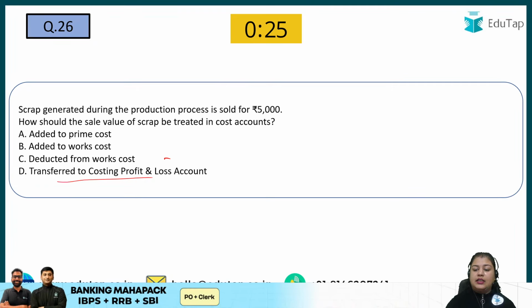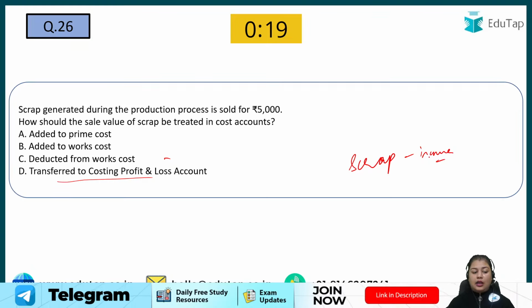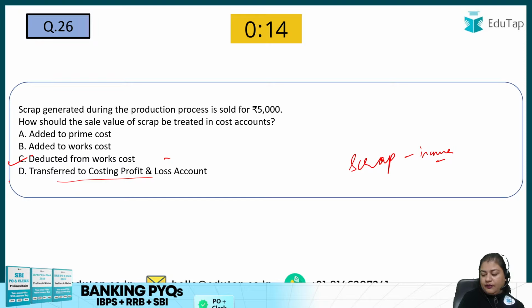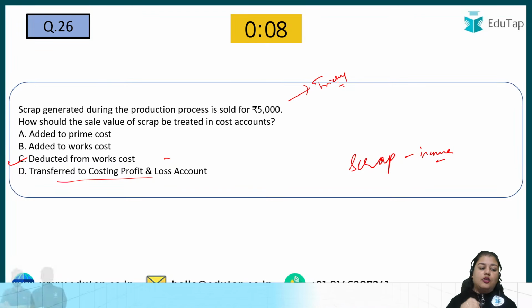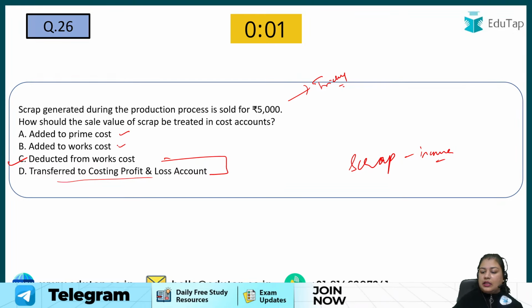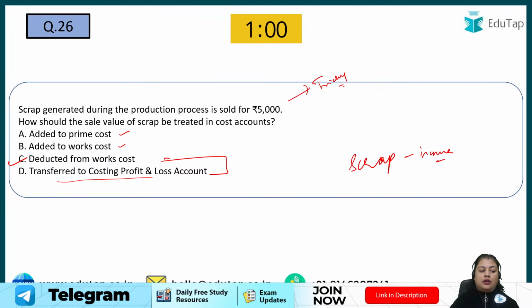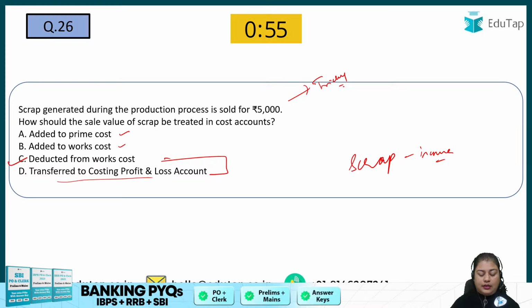Because basically this scrap is, you can say, income. This is basically an income which we generate during the production process. So we have to deduct it from the works cost. Everybody has answered it correctly. 26C. Very tricky question, a little bit tricky. It should of course be deducted from the works cost. You can get confused between these options. Of course it will not be added because this is an income, so it will not be added. But deducted from the works cost is the apt answer. That is C.